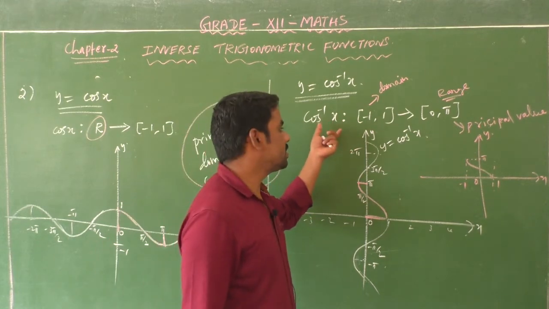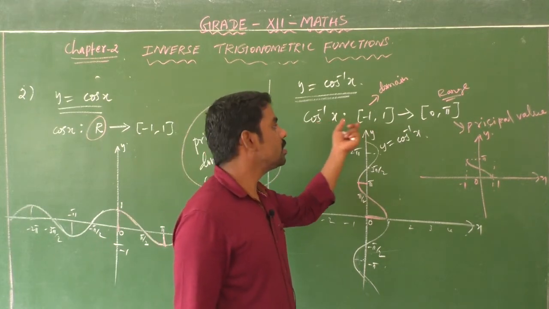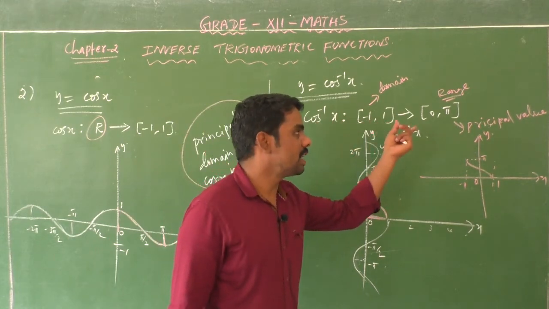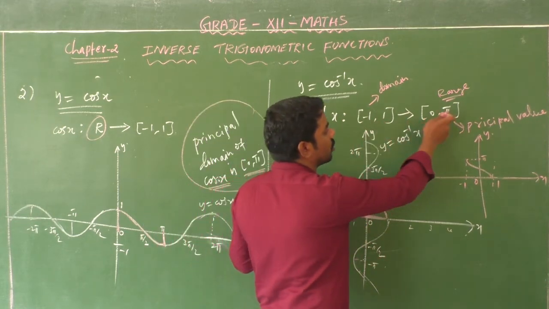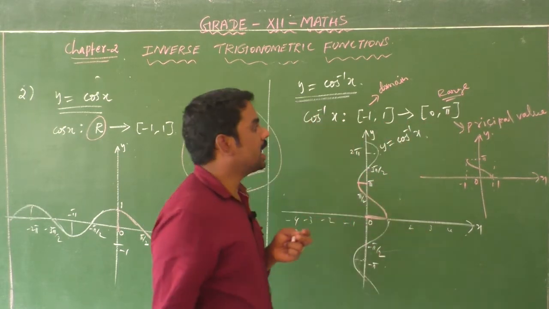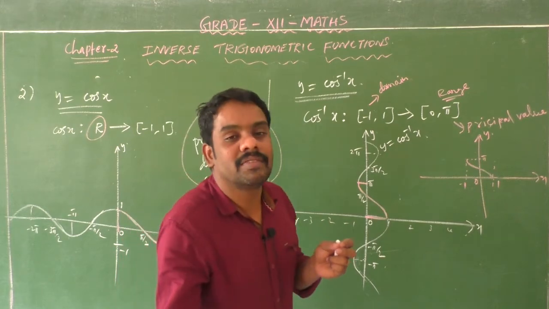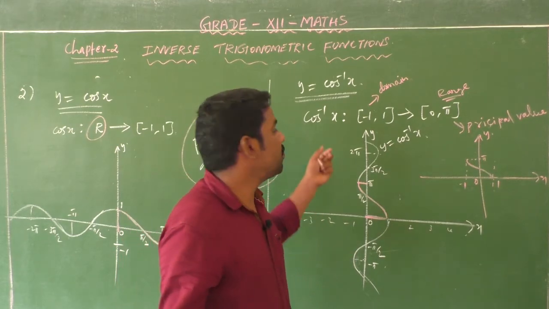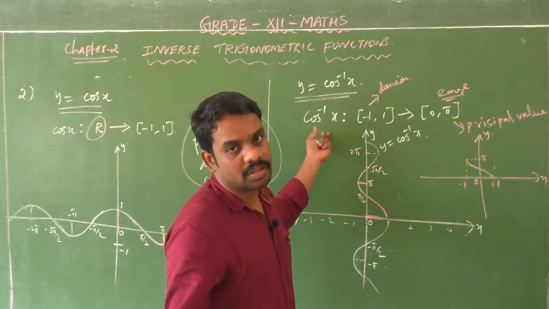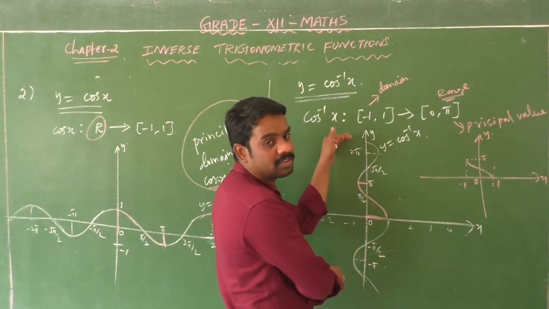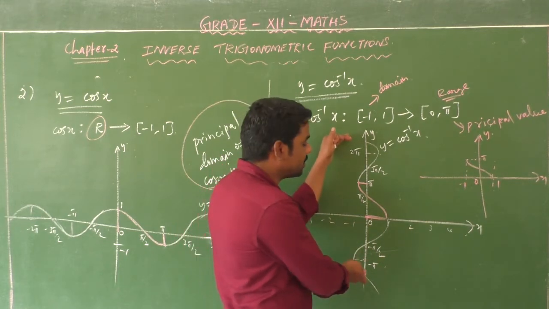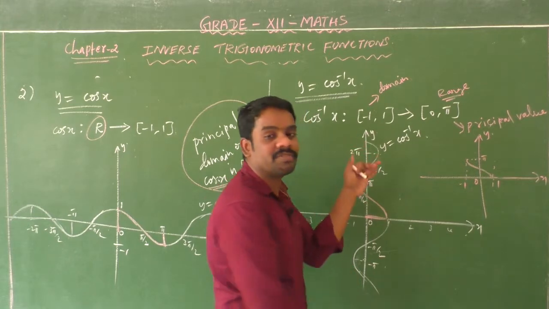You know the cos inverse x definition. The domain is minus 1 comma plus 1 and the range is 0 comma pi. So it relates minus 1 comma plus 1 to 0 comma pi. Here the range 0 comma pi is called the principal value. This is the principal value of the cos inverse function. So the cos inverse relation, with y belonging to R, is not a function.